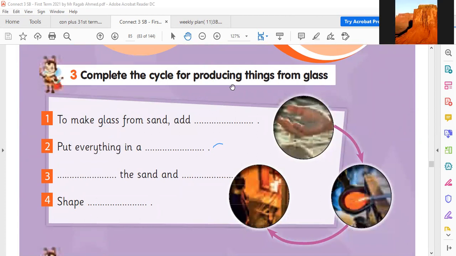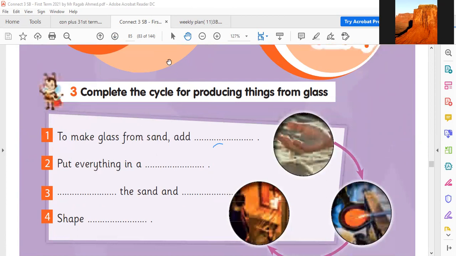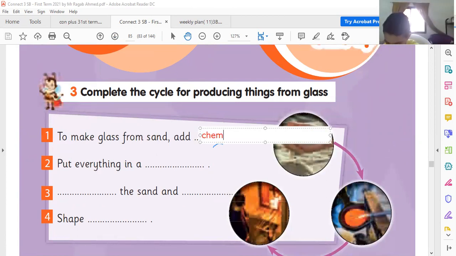Complete the cycle for producing things from glass. He wants to know what comes first and what comes next and what comes in the end. Now, if you want to answer, raise your hand. Yasin Khalid. To make glass from sand, add what? Chemicals. That's right. Add chemicals.